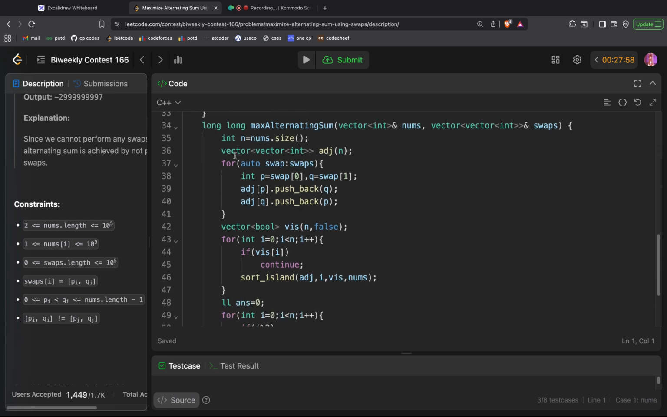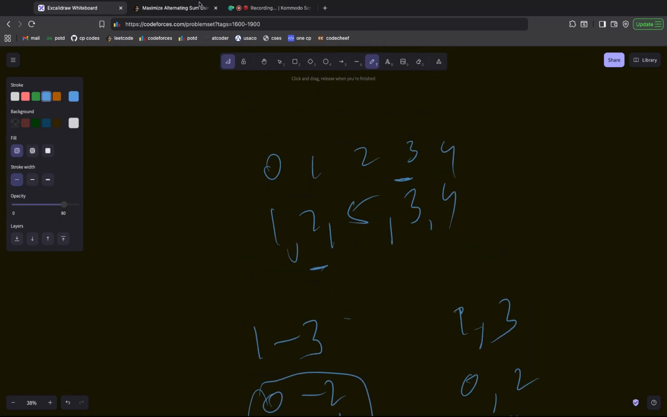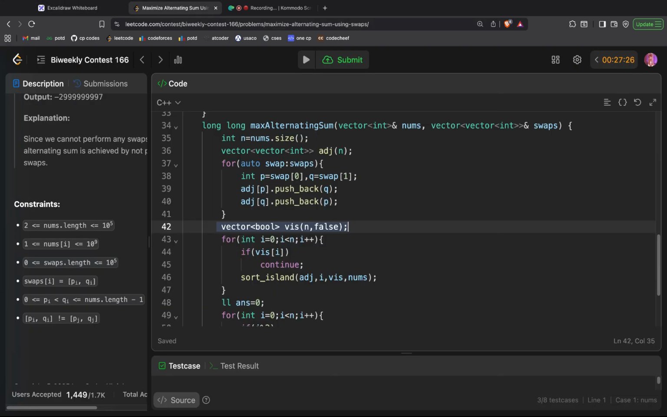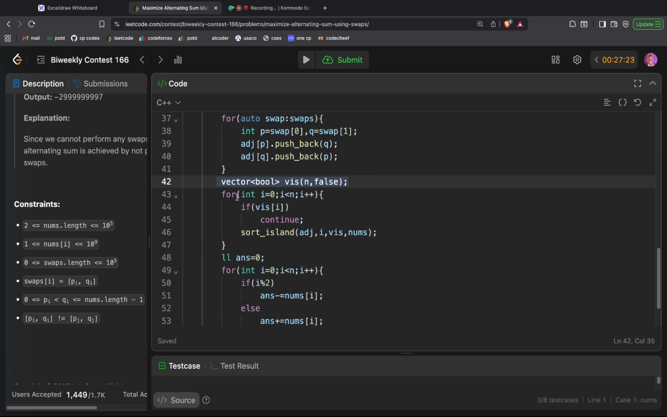So what I did is I again got the n, that is nums.size. I created my adjacency vector, where you go over all the swaps, you get the p and the q, and you add this edge from p to q and q to p to keep it a bidirected edge. Then you create a visited array. This visited would be used for the island thing. I don't think I should explain how you do the number of islands problem. So all you need to do is this: go over all the indexes. If this is already visited, continue. If it is not, you should call this sort island.